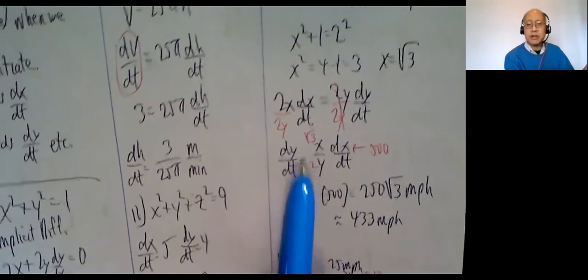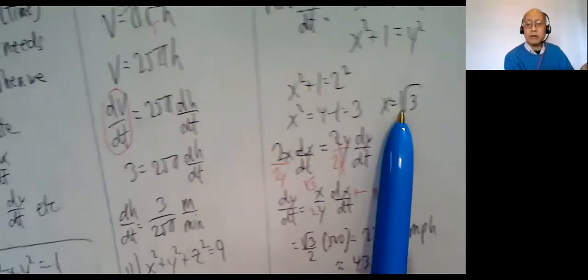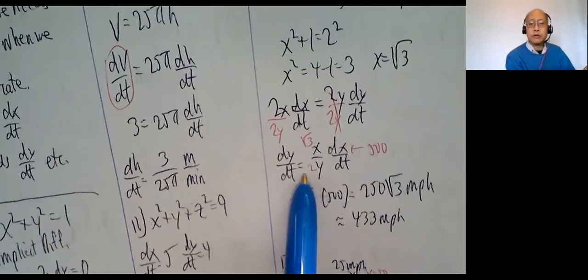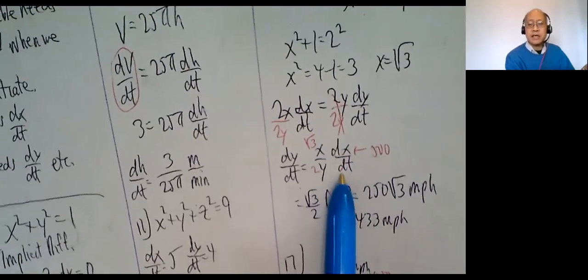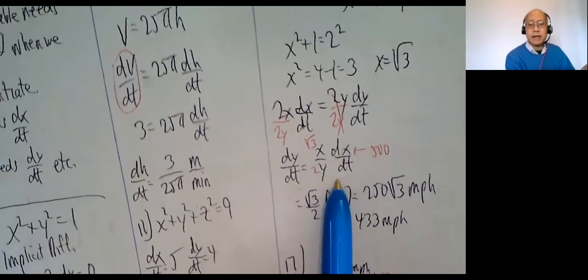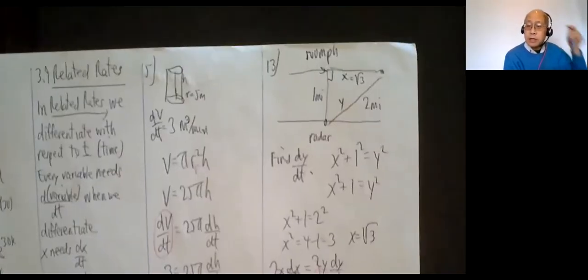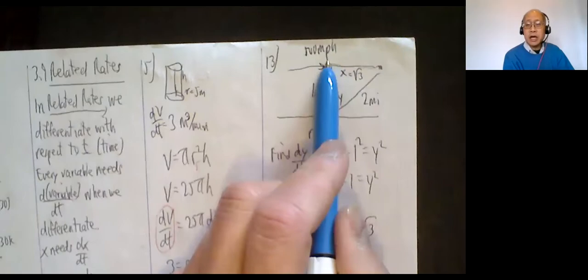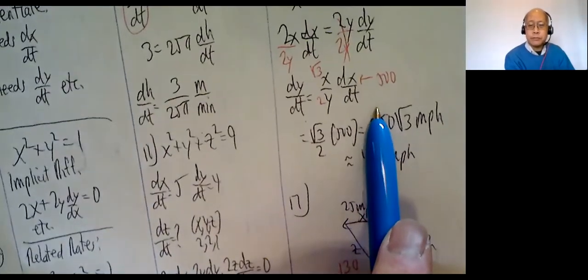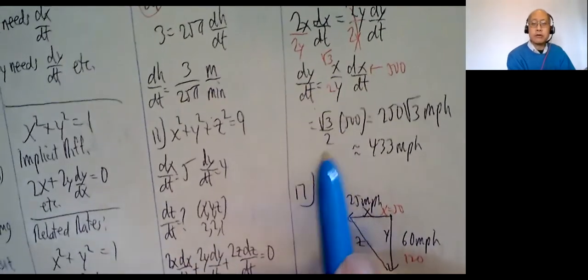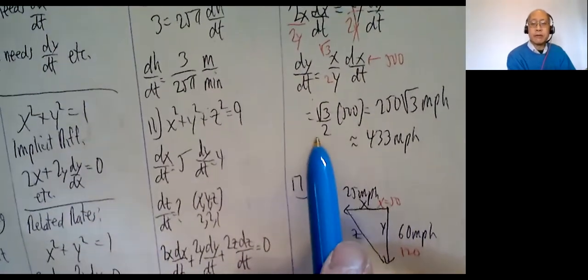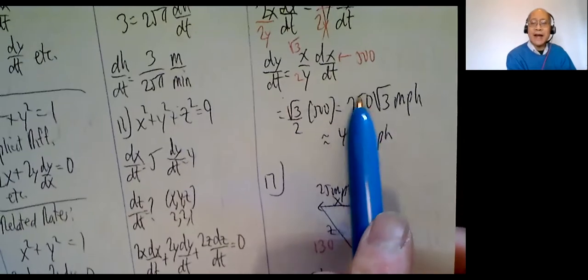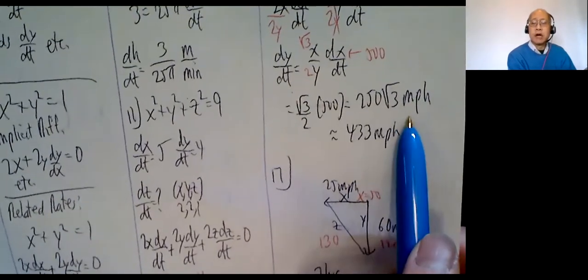Okay, now I just plug stuff in. So x I found to be radical 3. y was 2. dx dt, the rate of change of x with respect to time, was 500 miles an hour. They told us that, right? How is x changing as time goes by? 500 miles an hour. All right, so radical 3 over 2 times 500. 500 divided by 2 is 250. So the exact answer is 250 radical 3 miles per hour.